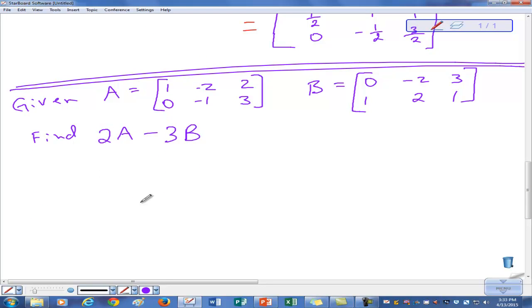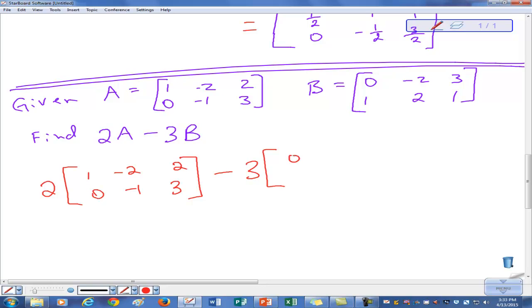Okay, first thing you want to do is multiply 2 times matrix A, which would be 1, negative 2, positive 2, 0, negative 1, 3. And this would be a minus 3B, so this would be 3 times matrix B. And that's 0, negative 2, 3, 1, 2, 1. And we notice that this is a 2 by 3, and this is also a 2 by 3. So we're okay. We can go ahead and work this because when we add or subtract, they have the same dimensions.